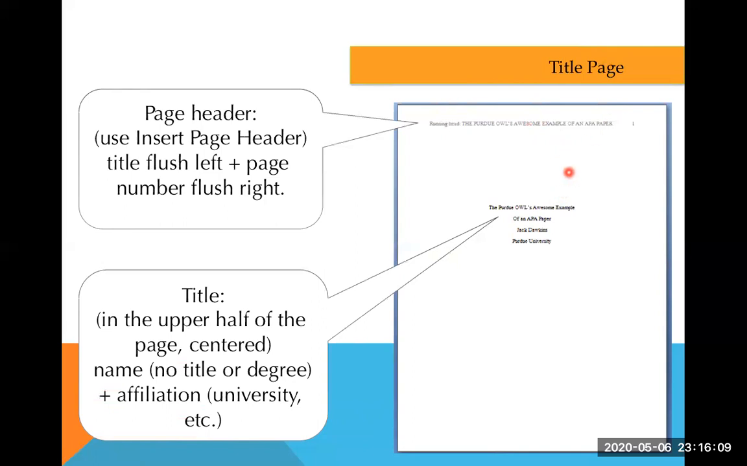You should also type the complete title in the upper half of the page, and it should be centered here, as you can see. Below the title, you should write your name and your university or your affiliation. For example, you say University of Basra, Department of English, College of Arts, and you may include extra information like the name of the supervisor, or year, and so on. So this is the general formatting of the title page.